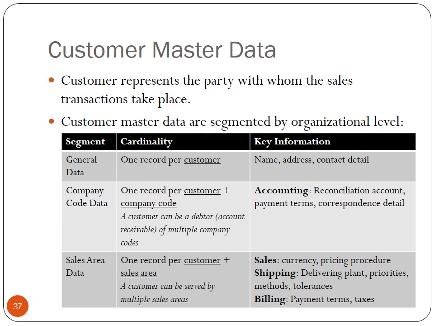Sales area data relate to sales, shipping, billing, and partner functions. Examples are the sales office and the currency in which the transaction is conducted. Shipping data specify the preferred delivering plant, priorities, and methods. They also define delivery tolerances and policies for dealing with partial deliveries. Billing data include billing terms and tax-related data.